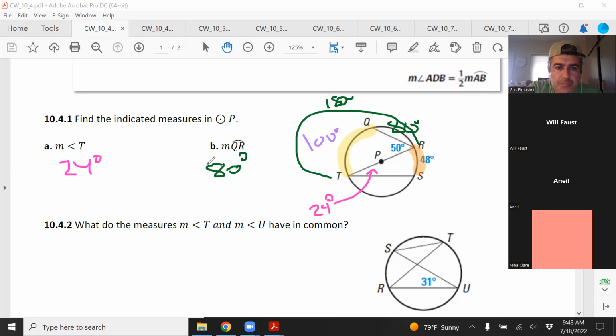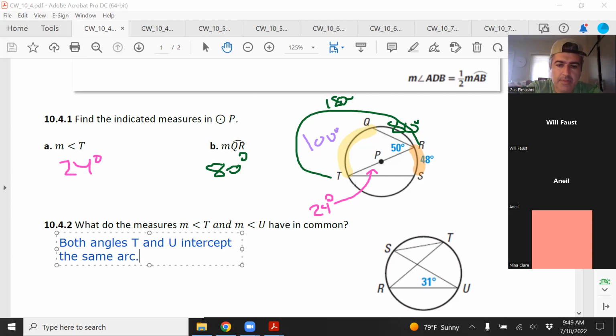Okay, cool. Questions on this one? Okay, what do measures angle T and U have in common? They both intercept the same arc. Let me type that up. Both angles T and U intercept the same arc. That's arc SR. Okay. So if I were to just quickly trace, see that? And we'll trace again.